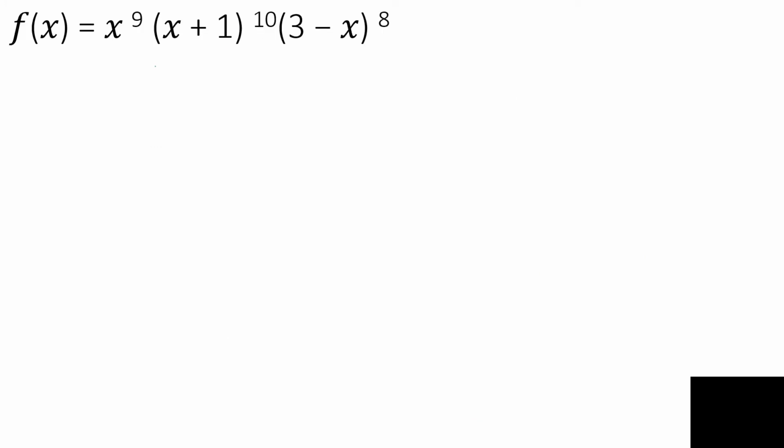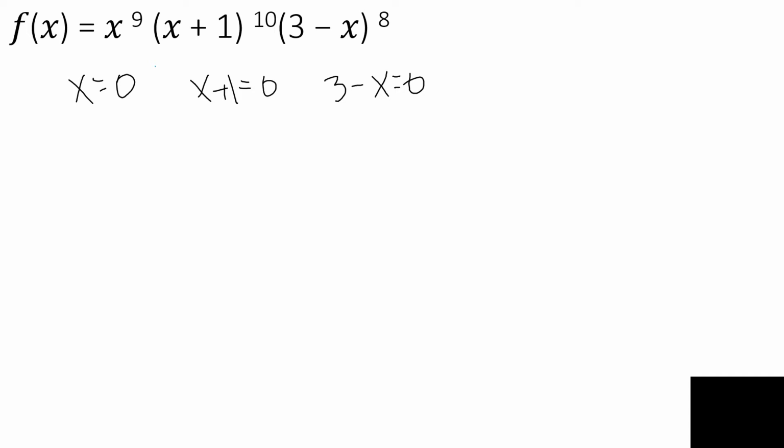Okay, we are going to do another problem all the way through. First things first, we need to set each term equal to 0. So x to the 9th, we're going to set x equal to 0. x plus 1 equal to 0. 3 minus x equal to 0.